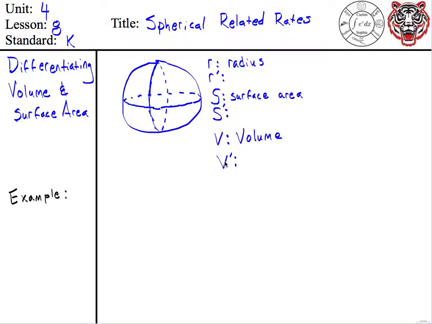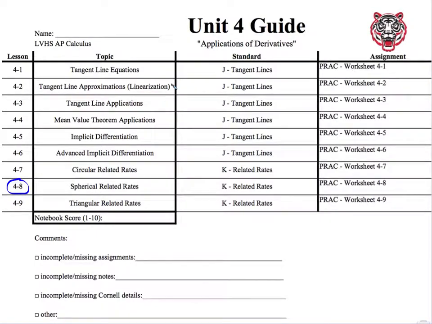All right, this is going to be AP Calculus lesson 4-8. We are talking about spherical related rates. Last time we talked about circular related rates, and tomorrow we're going to talk about triangular related rates. So this is where we are in our unit guide, 4-8. We have one more lesson and we are done with the unit, and then we can go into our self-checks.